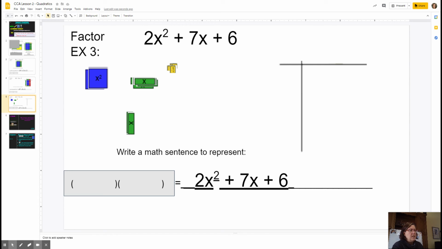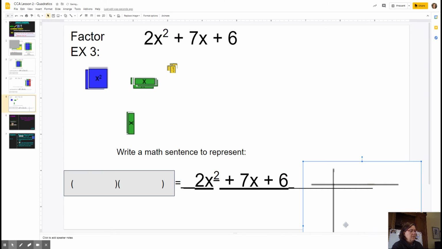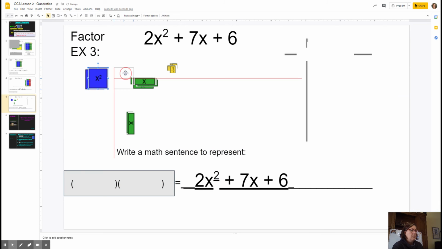So what I can do is take each of those tiles and, whoa, I thought I had them here. Oops, I thought I had a box to do it. Oh, let's see, let me move those back.